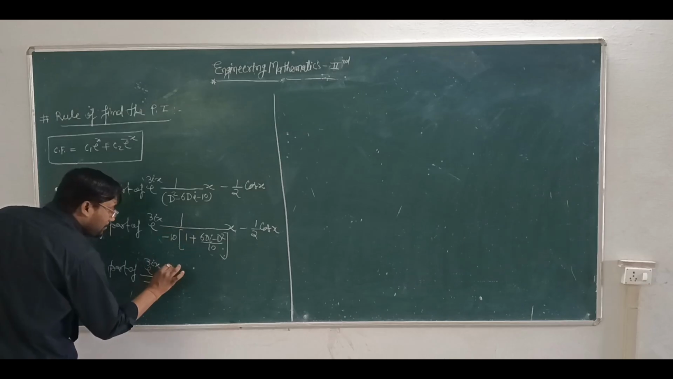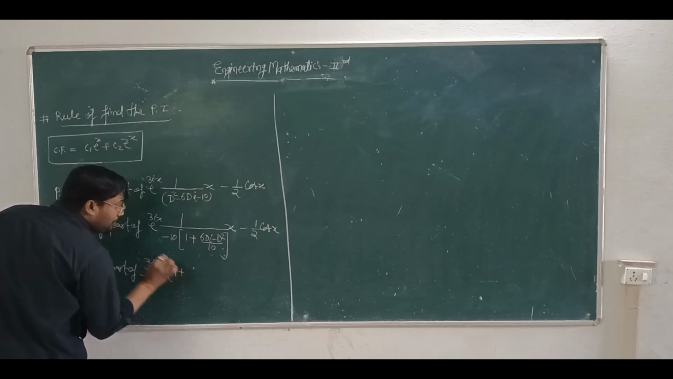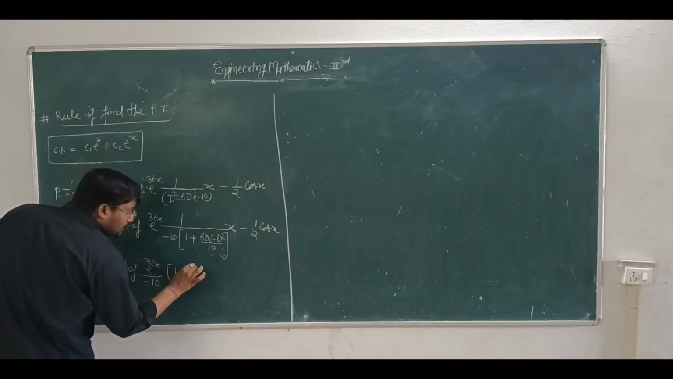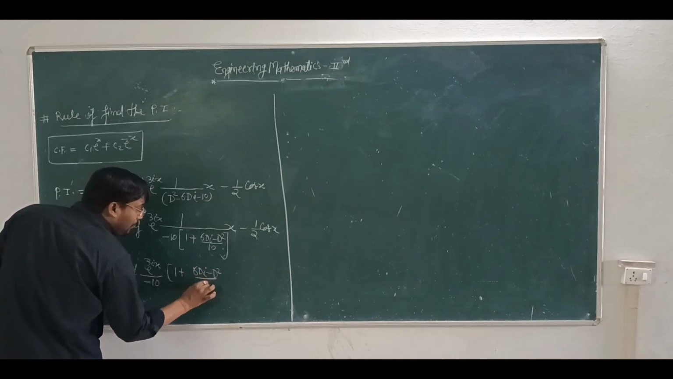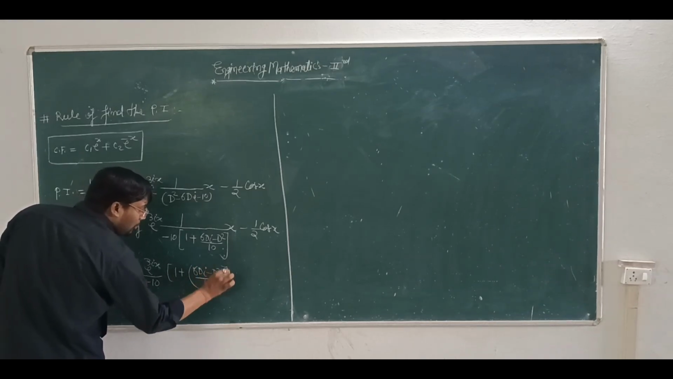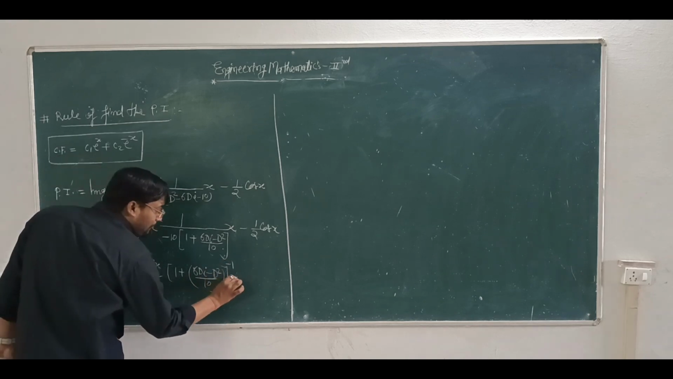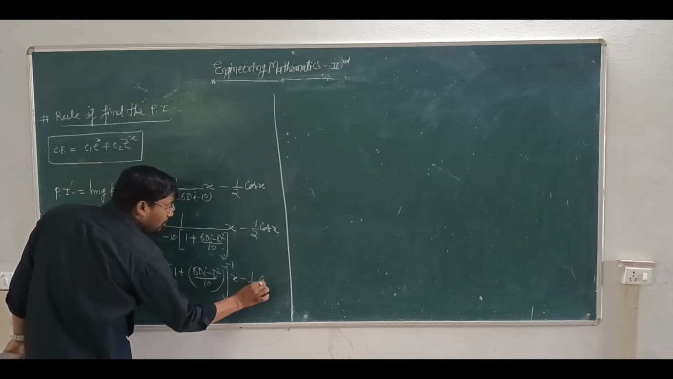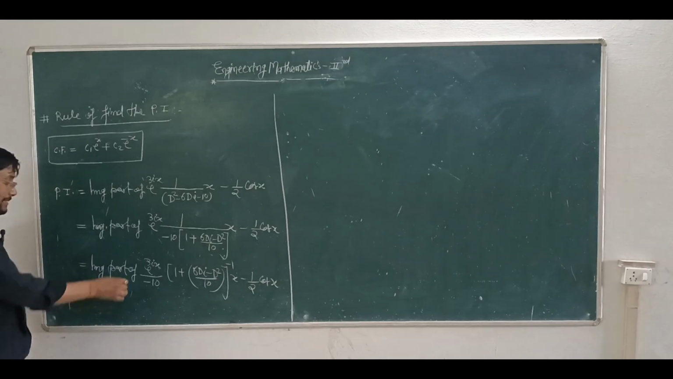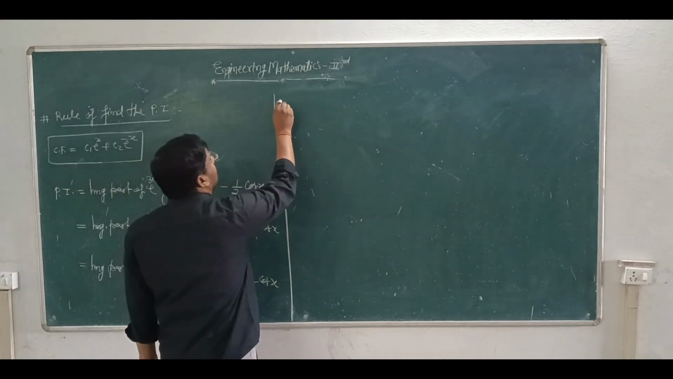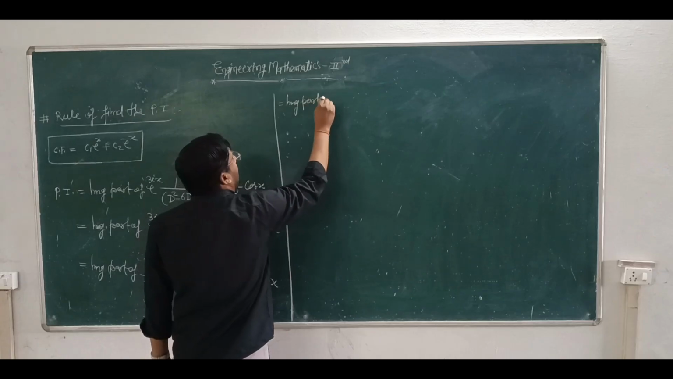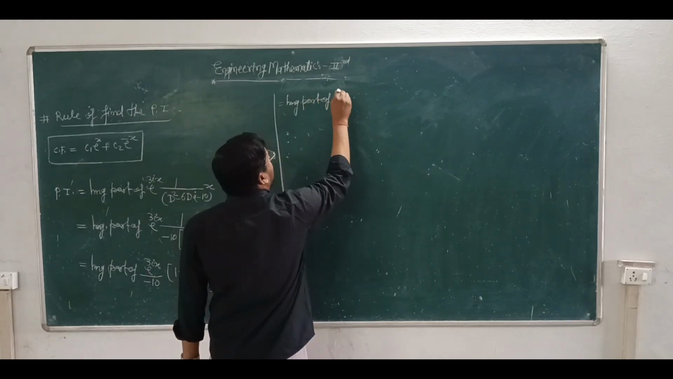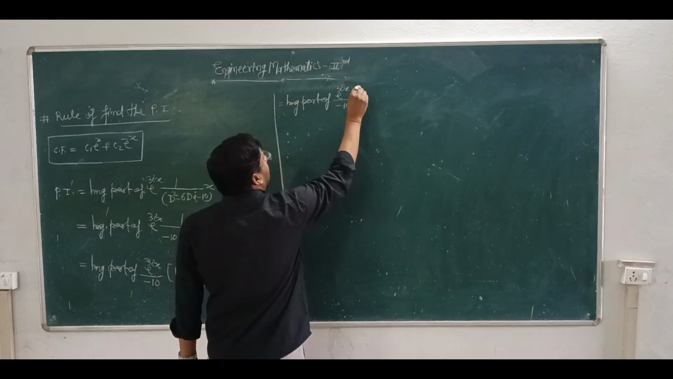You can write this 1 plus 6di minus b square upon 10 to the whole power minus 1. This means inverse x minus 1 by 2 cos x. Now again you can write imaginary part of e to the power 3ix upon minus 10.